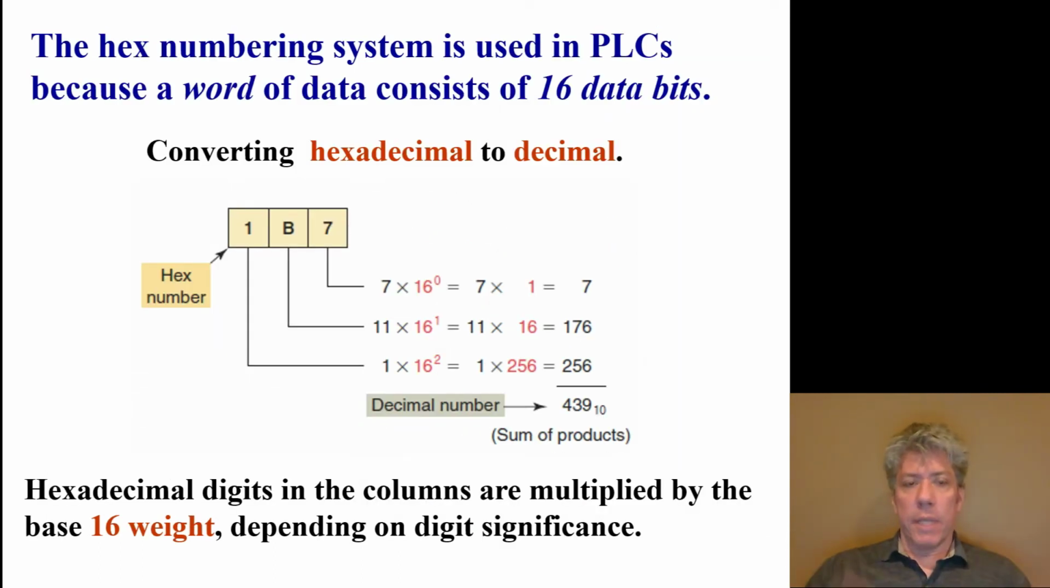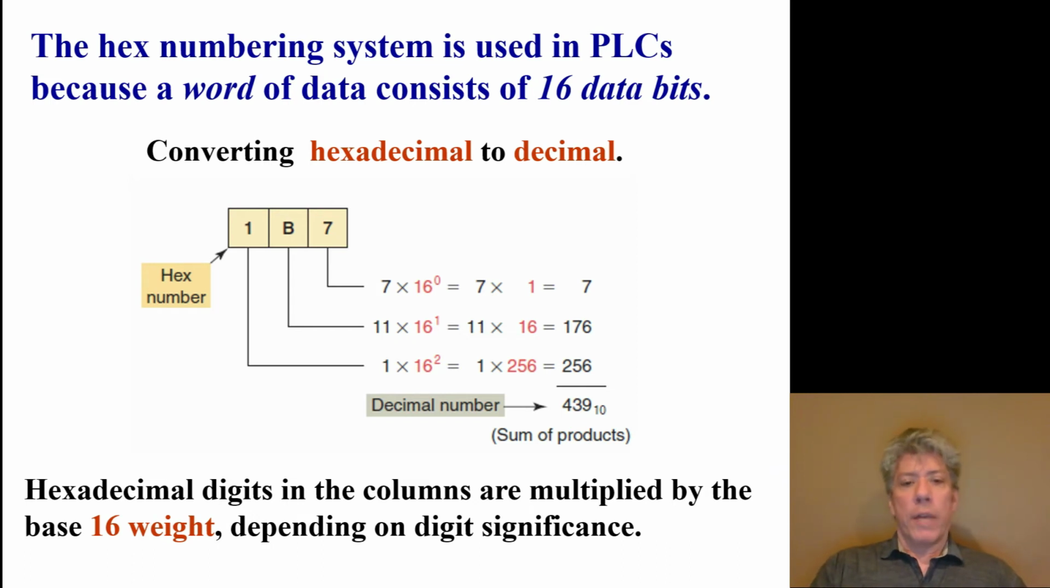So, very commonly in PLCs, we do use the hexadecimal number system, and a word of data consists of 16 data bits, so it's really easy to convert a hexadecimal number into a binary number, because again, those 16 data bits can be grouped into, or broken up into 4 groups of 4.